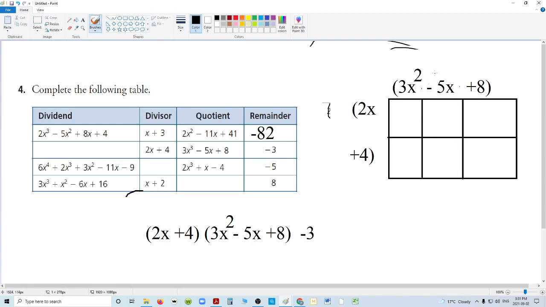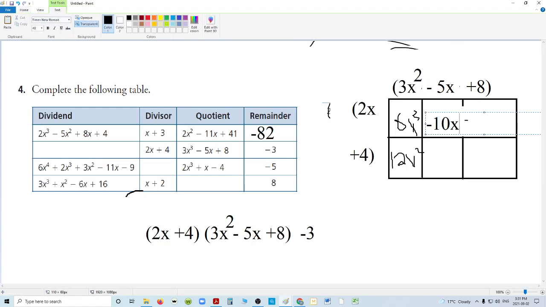And then you're just going to multiply. What's 3x squared times 2x? 6x cubed. What's 3x squared times 4? 12x squared. And you're going to probably add these boxes together. What's minus 5x times 2x? Minus 10x squared. What's minus 5x times 4? Minus 20x. So notice my writing is so bad here that it's important to put it in something readable.